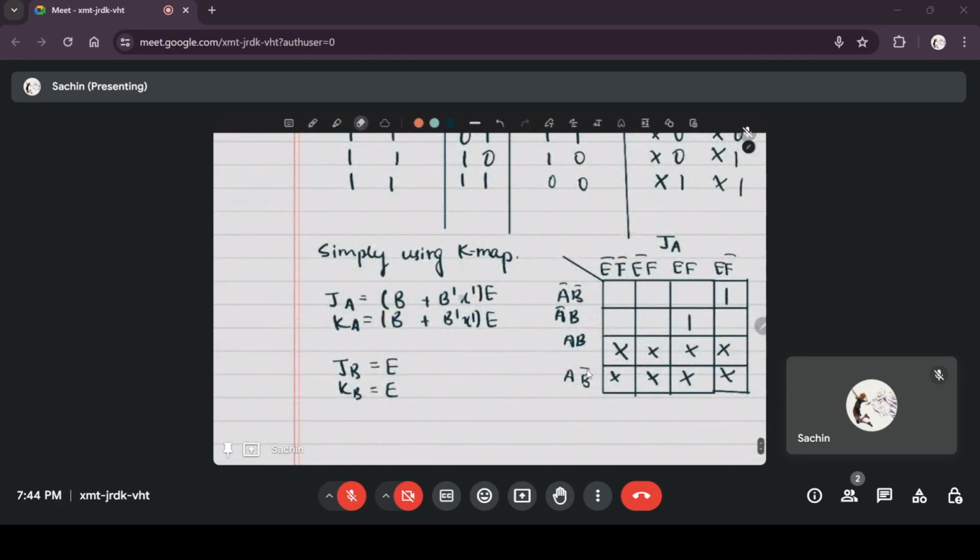Sorry, this is not X. Our inputs are E and F, so this should be F. So this is EBF. This is EB prime F prime, which are the two terms present here. If you distribute it, it will become EBF plus EB prime F prime.